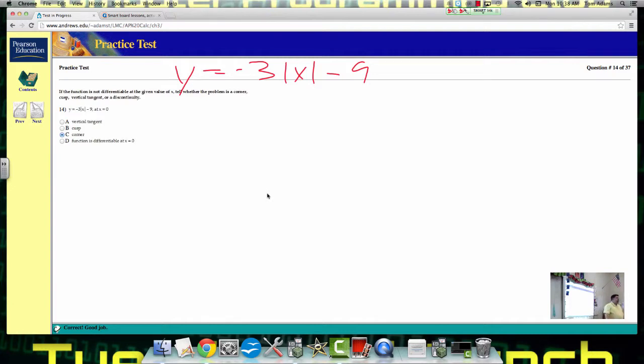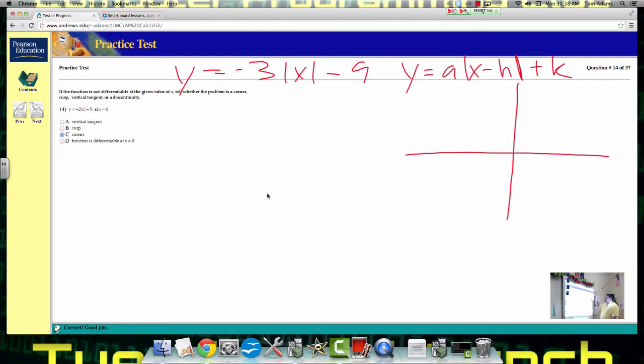Now what you guys may not remember is that the absolute value function, when written in this form, is written in the form a|x minus h| plus k, where h comma k is, we call it a vertex, but really it's a corner. Really it's a corner, and I misspelled it, I ran out of room there. Now there's no horizontal shift, because h is the horizontal shift and k is the vertical shift up or down.